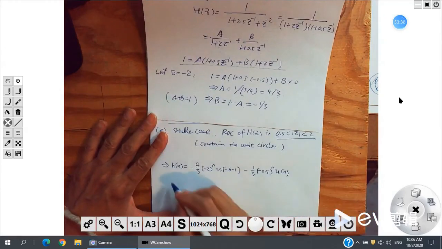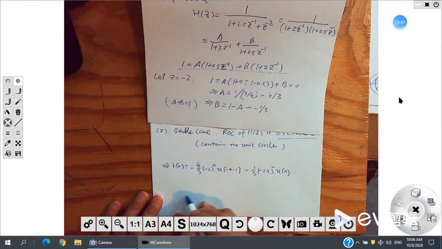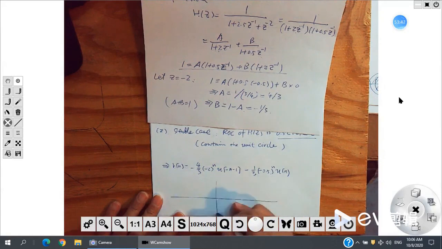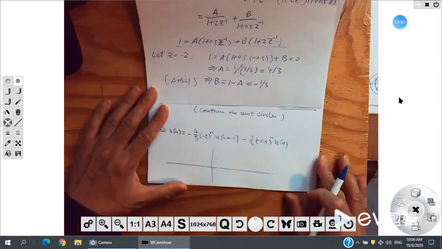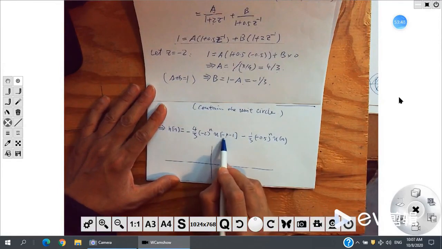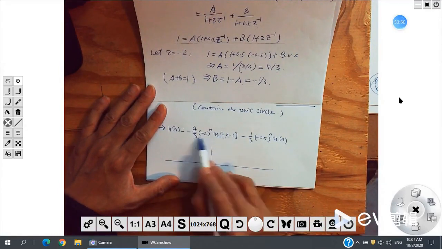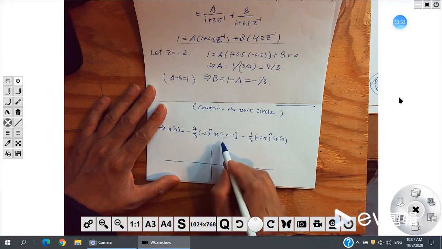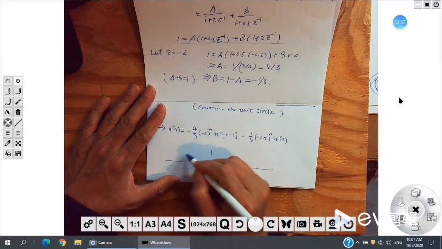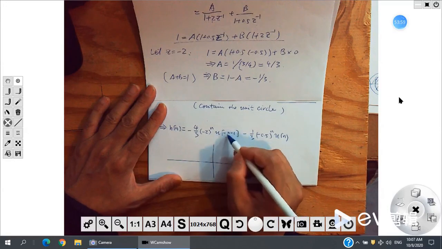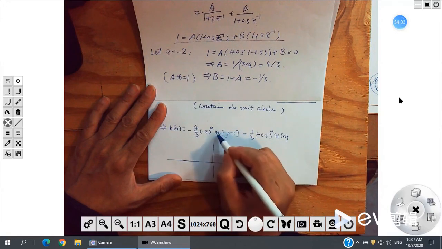Okay, and if you want, you can have a graph. You can see when n is 0, this is u of negative 1, so it's nothing. I will say when n is larger than 0, including 0, this part is 0, so this one will only contain the negative side.